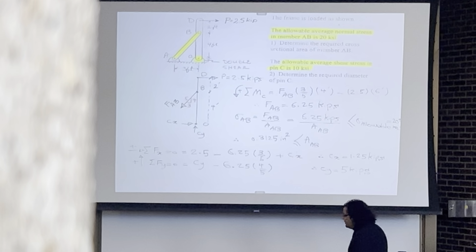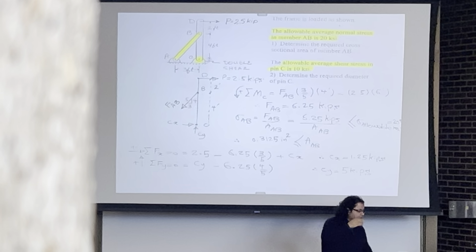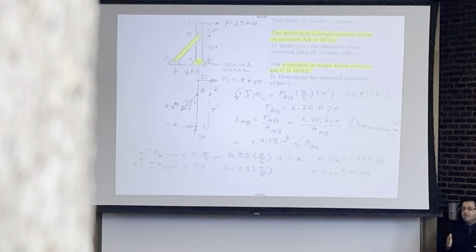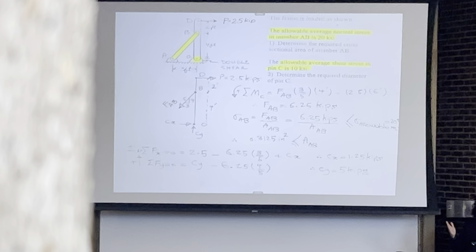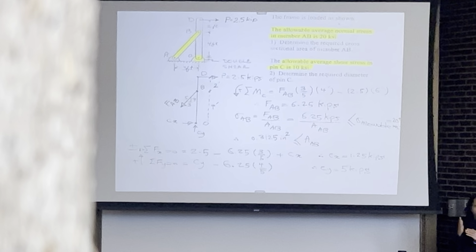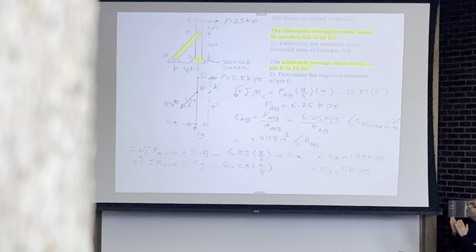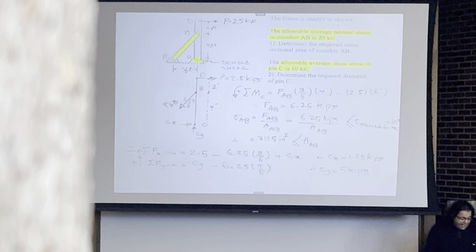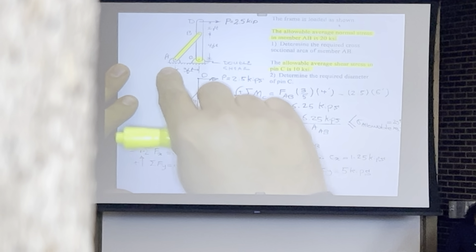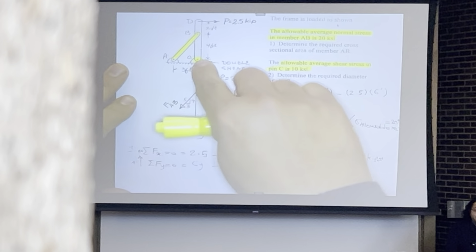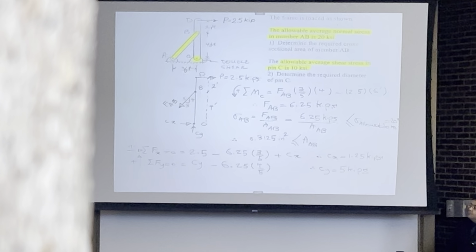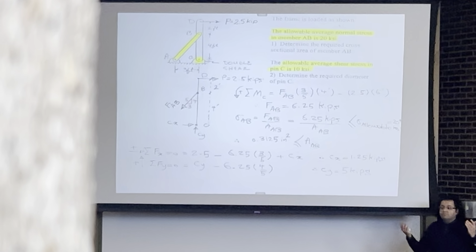So we were in the process of solving this problem. This is a simple frame system. It's composed of two members. And the problem is asking to design these two highlighted bars, highlighted components. One of them is AB, the other one is the bolt at point C. So this was our solution strategy.